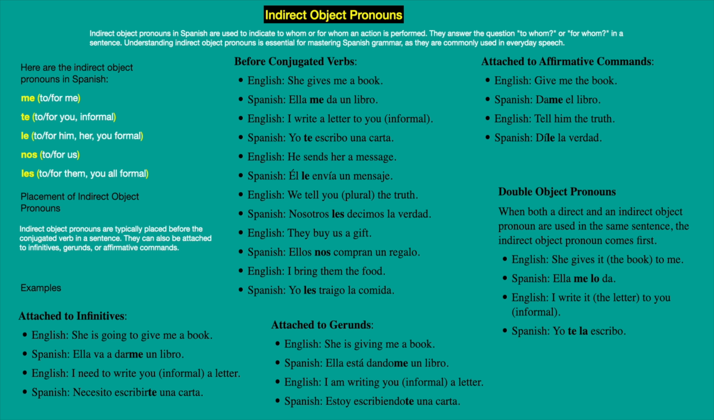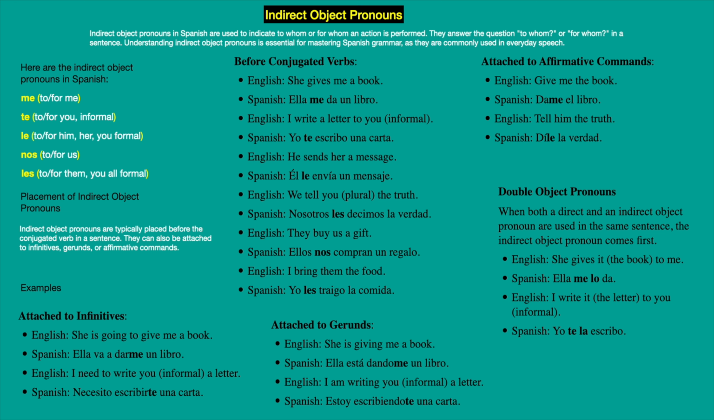When both direct and indirect object pronouns are used in the same sentence, the indirect object pronoun comes first. So, for example, she gave it to me. What? The book. So you give it to me. We are talking about it, and to me. So ella me, that would be the indirect object pronoun, always going to be before. And then lo, which is replacing the book, the it in English. Ella me lo da.